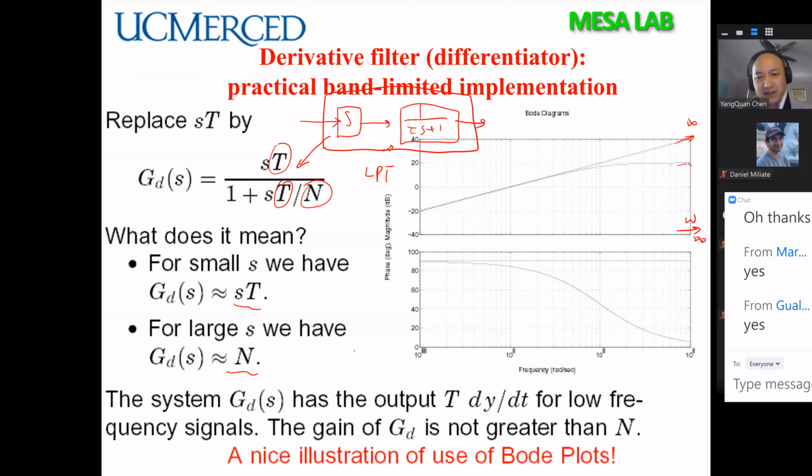So what is this N? The N depends on here, how high you want. So I decide this. This is my N, in fact, okay?